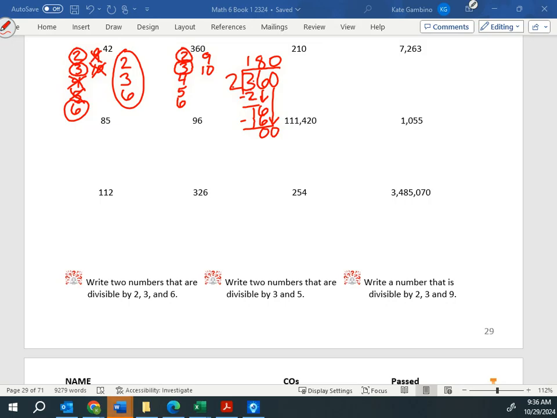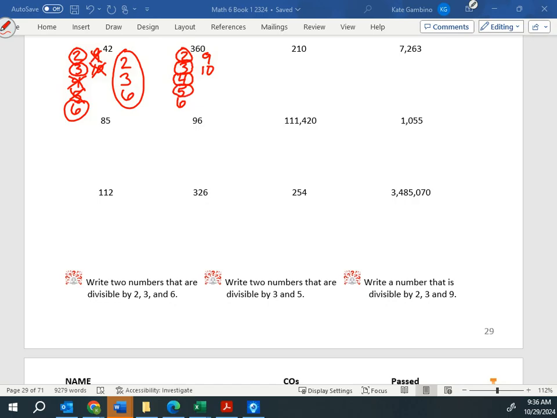Is 180 an even number? It is. So is 360 divisible by 4? Yes. It is. Is it divisible by 5? I see 3 people who know. Is it divisible by 5, Charlie? 360. Is it divisible by 5? Yes. How do you know? Does it end with a 0? It ends with a 0.